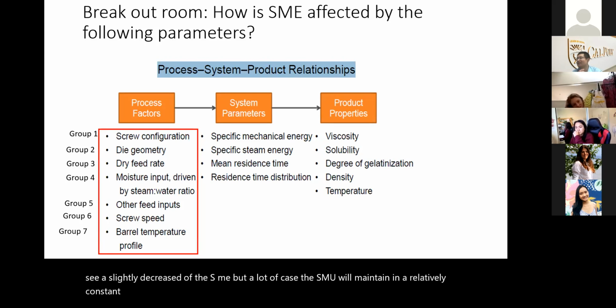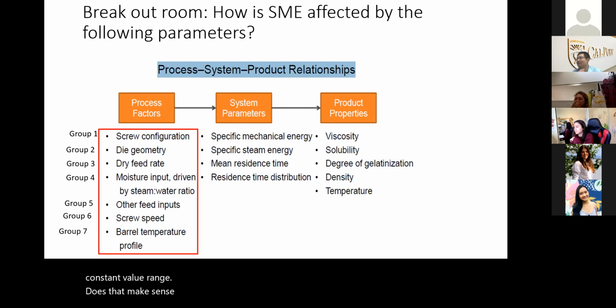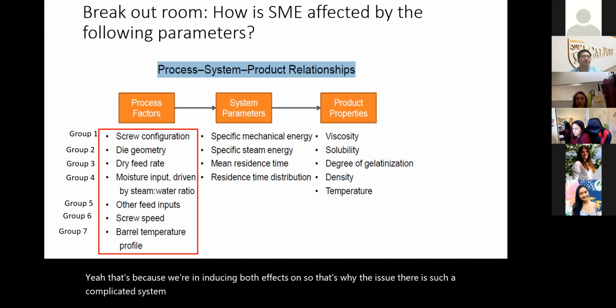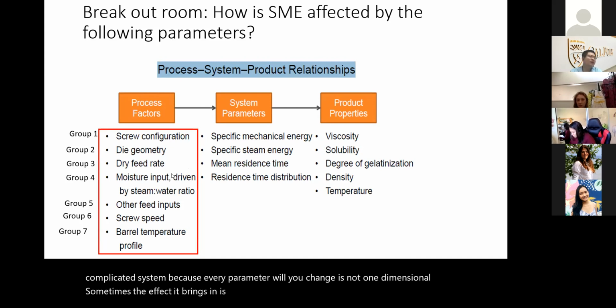Does that make sense, guys? Yeah, that's because we're inducing both effects at once. That's why the extruder is such a complicated system, because every parameter you change is not one dimensional. Sometimes the effect it brings is multi-dimensional. Okay, but good job, guys. I think the way that you have interpreted it was good enough.